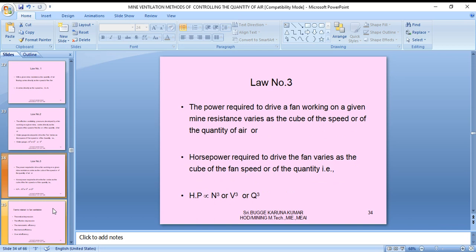Law 3. The power required to drive a fan working on a given mine resistance varies as the cube of the speed or of the quantity of air. Horsepower required to drive the fan varies as the cube of the fan speed or quantity. So HP is directly proportional to N cube, or V cube, or Q cube.